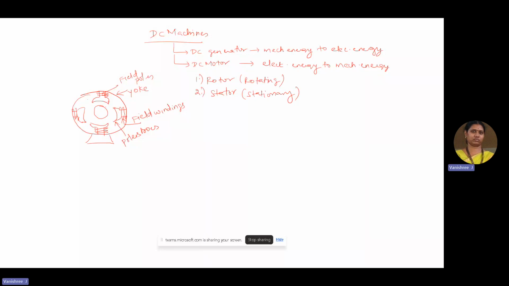In general, in DC machine, it is the field which is acting as the stator. So field is stationary and armature is rotating. This is true in case of the DC machines, which is just the reverse in case of the AC machines. In AC machines, field will be acting as the rotor and armature will be acting as the stator.